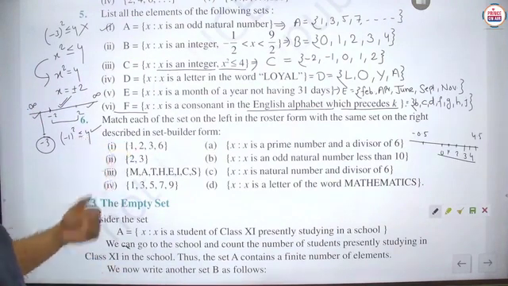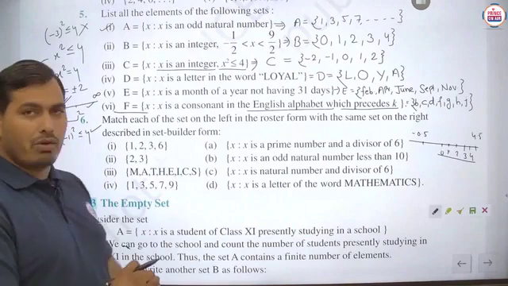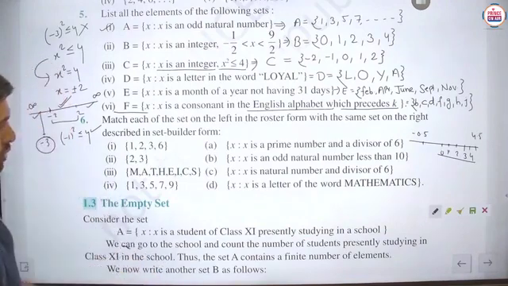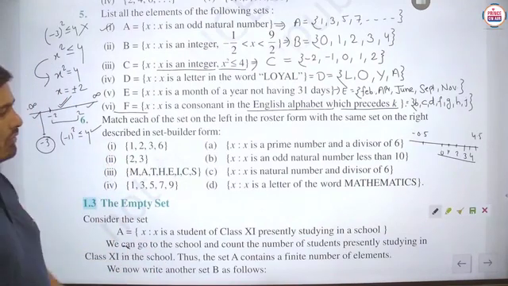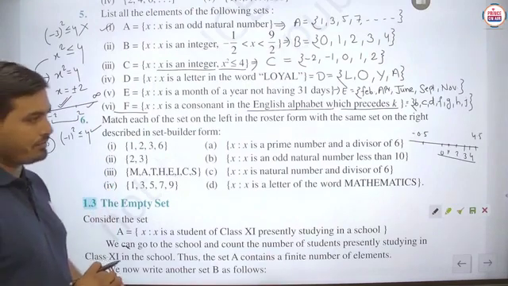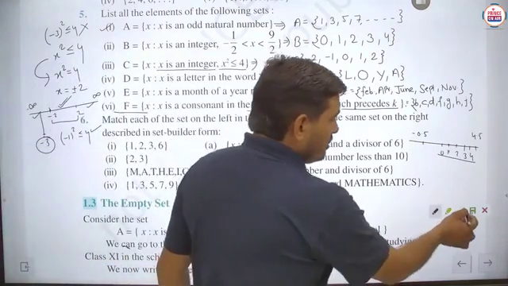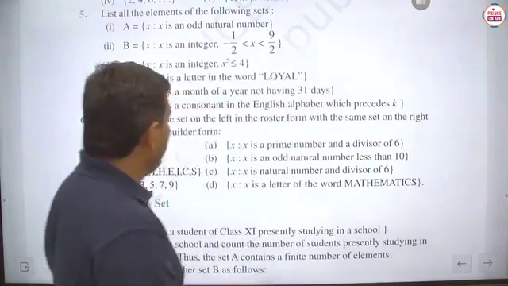Next and the last question we have to take of this exercise 1.1, that is question number 6. So you have to pause the video to note it down. Then after that we will start question number 6. So this question number 6 we have to take here.